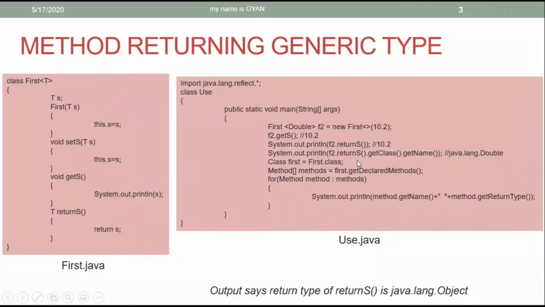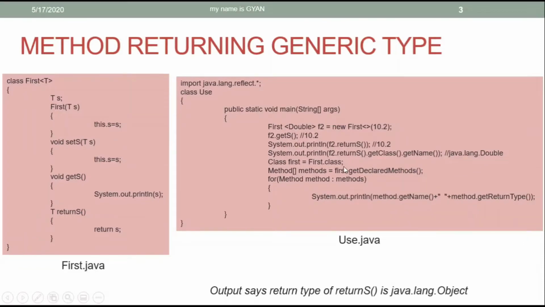Then we are trying to get the name of the class whose reference is returned by the method returnS. Notice that at execution time for the JVM, T is always of type Object. When we call the getClass().getName() method on any reference, it returns the data type which is actually stored in the reference variable s. And we know that what is actually stored in s is Double. That's why f2.returnS().getClass().getName() prints Double, because this returns what is actually stored in the reference variable s.